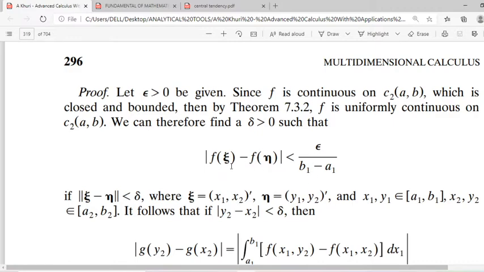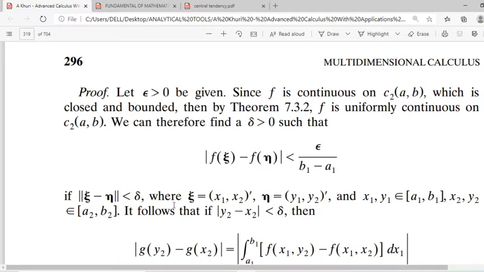This is the definition of continuity. Instead of epsilon we used epsilon divided by b1 minus a1, which is an arbitrary small number, since epsilon is arbitrary. So if norm of theta minus eta is less than delta, we use the norm because we are considering vectors, where theta equals x1 comma x2 prime and eta equals y1 comma y2 prime. Here x1 and y1 belong to the horizontal axis a1 comma b1, and x2 and y2 belong to the vertical axis.